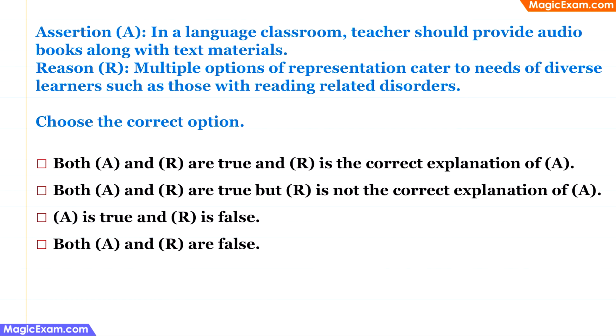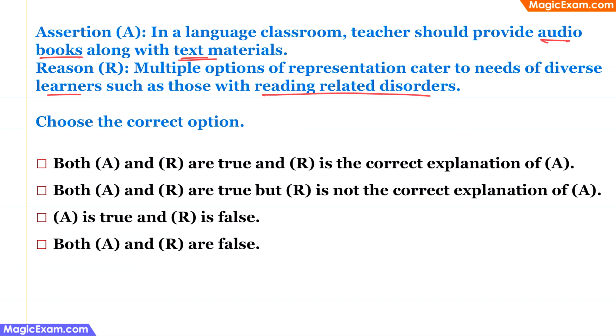The assertion A says that in a language classroom, the teacher should provide audio books along with text materials or textbooks. And the reason given is that multiple options of representing cater to the needs of diverse learners, such as those with reading related disorders.